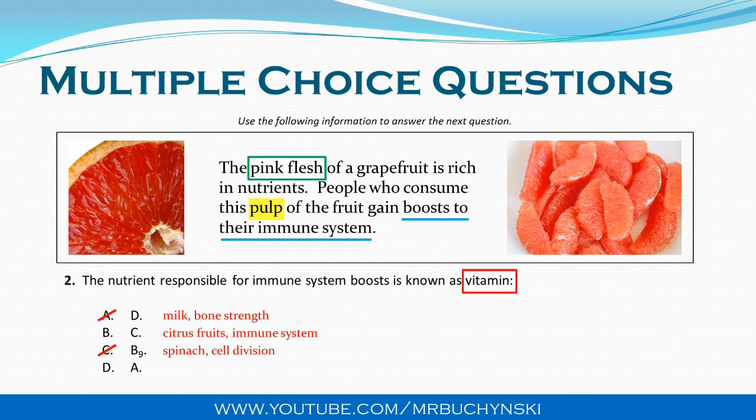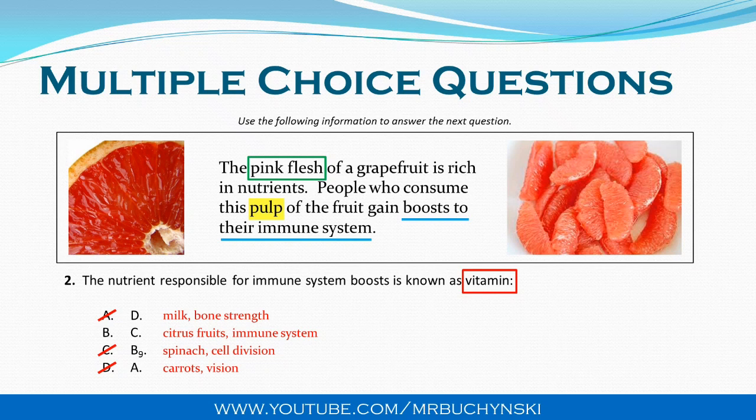And lastly, answer D is referring to vitamin A. Now, I always remember when I was growing up that my mom always said I have to eat my carrots because they contain vitamin A, which is good for my vision. So it obviously has nothing to do with the immune system. It's all about your eyes and getting better vision.